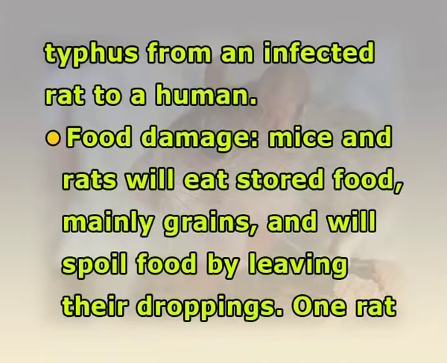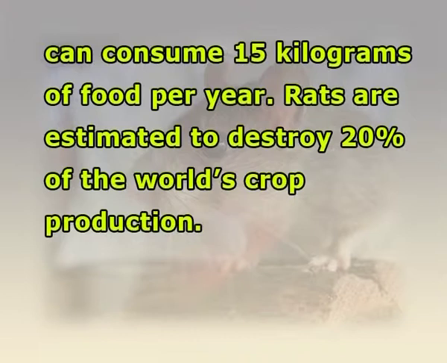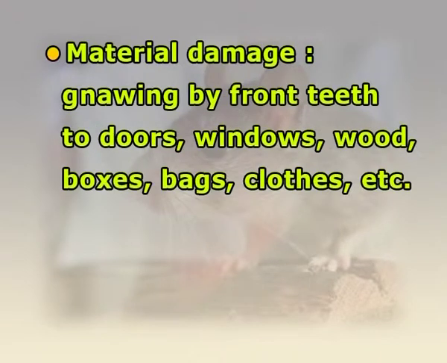They can also cause food damage. Mice and rats will eat stored food, mainly grains, and will spoil food by leaving their droppings. One can consume 15 kilograms of food per year. Rats are estimated to destroy 20% of the world's crop production. They can also cause material damage, gnawing by the front teeth to doors, windows, wood, boxes, bags, clothes, etc.